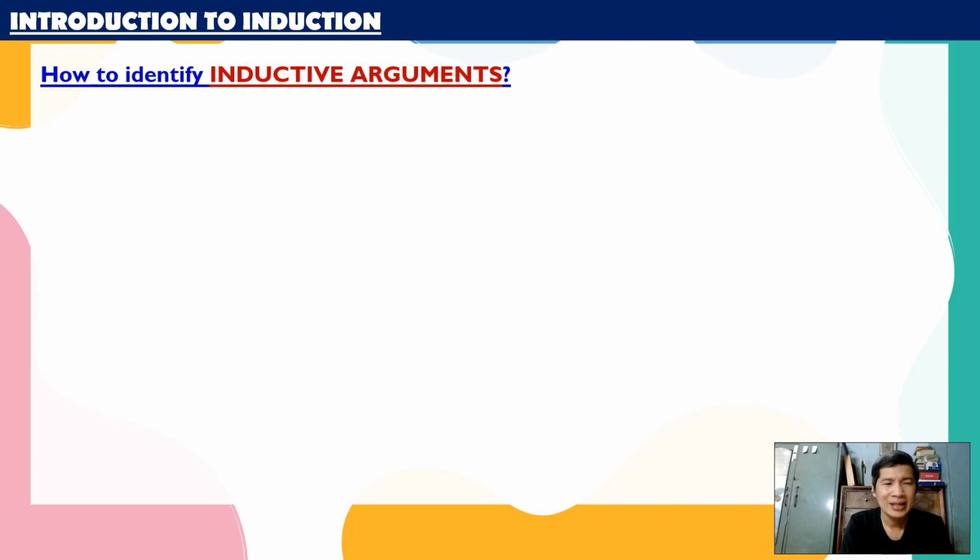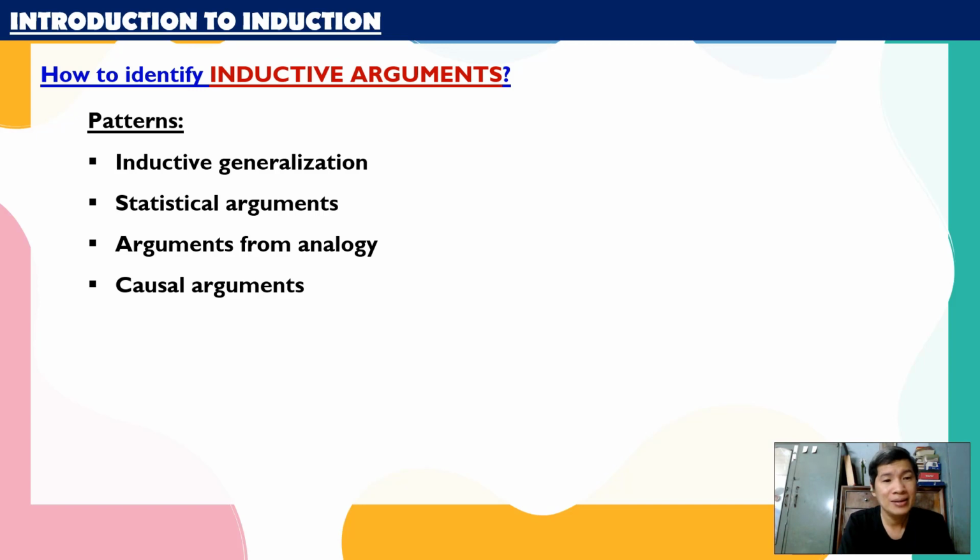And also, how can we know that an argument is inductive or not? We have learned the four basic patterns, the four common patterns of inductive arguments: inductive generalization, statistical arguments, arguments from analogy, and causal arguments. We have learned something of these before the midterm, and now we are going to go into more detail. We are going to see how we can strengthen these kinds of arguments.